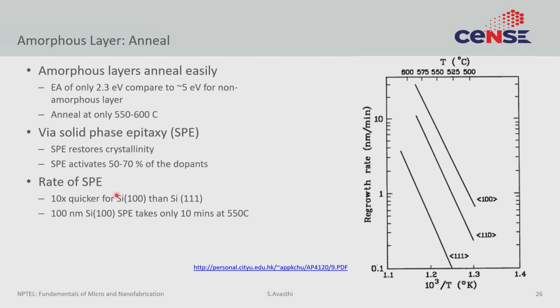And this rate of SPE is very high, and in fact it is higher for silicon 100 than it is for silicon 111, and that is sort of easy to understand. Even during crystal growth, I had commented upon why certain facets of crystal grow more easily than others. So, this regrowth temperature also follows that trend. And if you do the numbers, to do around 100 nanometers of solid phase epitaxy, it only takes around 10 minutes at 550 C, which is not a lot. So, at relatively mild conditions, this amorphous layer can completely be recouped, which is very, very important.